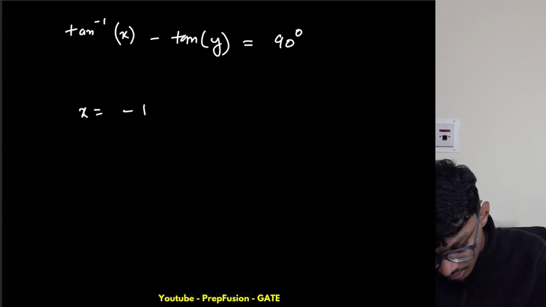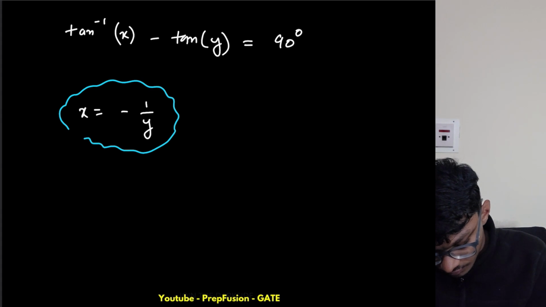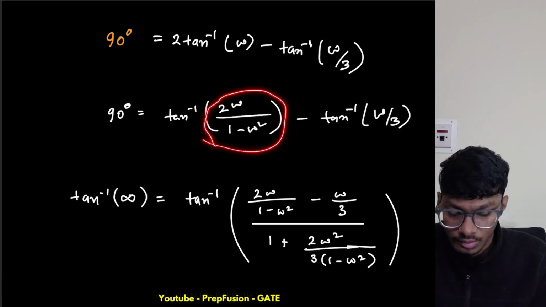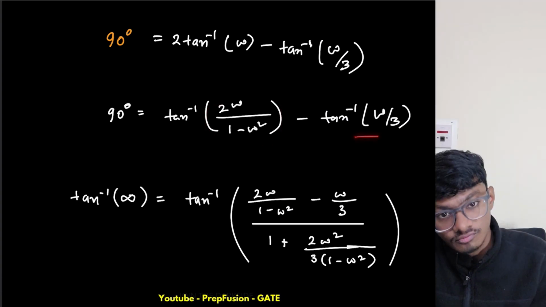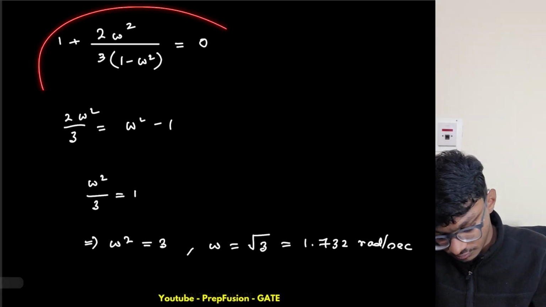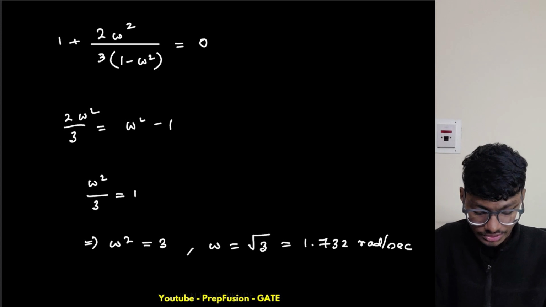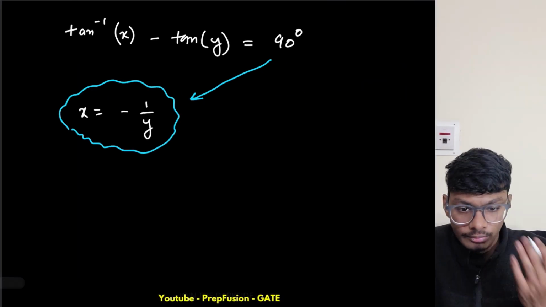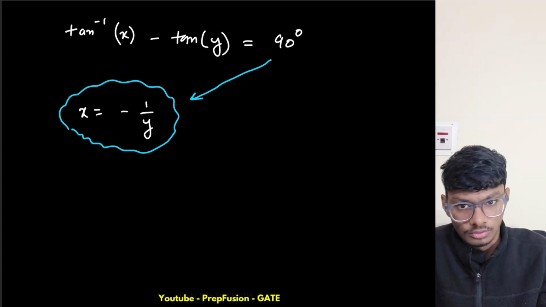So this is the direct relation that you can do, right? You don't have to solve anything, just do x equals to minus 1 over y for this condition to follow. So you put here 2 omega by 1 minus omega square equals to minus 1 over omega by 3. So then you will get your equation directly, no need to solve further. So yeah, that was the shortcut. If you want to remember it, if you don't want to, no pressure, right?